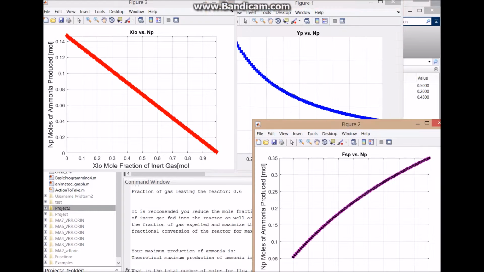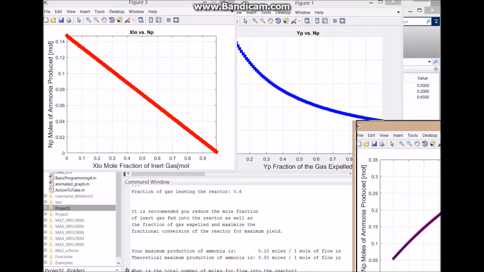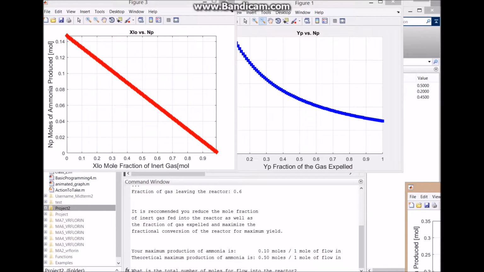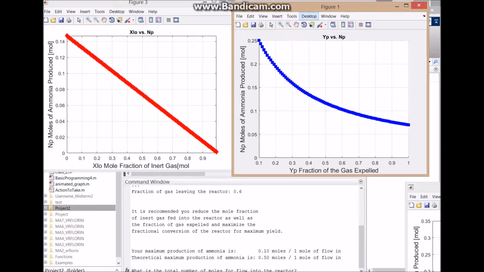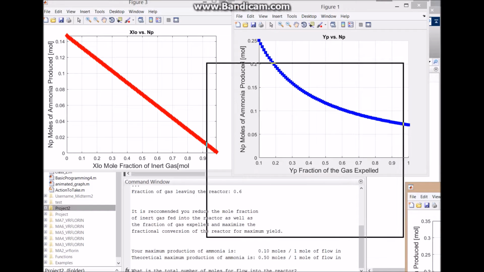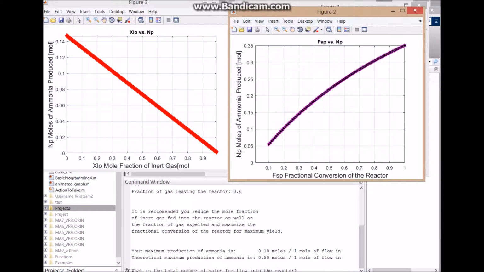So you have figure 1 telling you the YP, which is the fraction of gas leaving, versus the NP, which is the moles of ammonia produced, which all of this is against NP. It's all about how much ammonia you're producing because you're trying to optimize this process. Figure 2 tells you the fractional conversion of the reactor versus how much ammonia is produced, and figure 3 is telling you the mole fraction of inert gas.